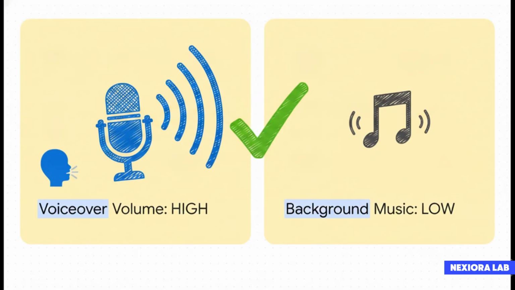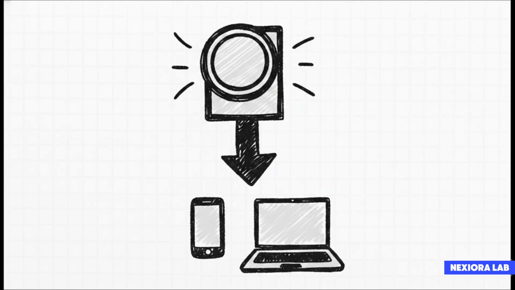So, the crucial point here regarding audio is that a visually stunning video can be instantly ruined by bad mixing. The rule is super simple. Voiceover volume must be high and crystal clear. Background music volume must be low. Music is there to add a playful atmosphere, right? But it should never, ever overpower your storytelling narrator. And just like that, the editing phase is completely done.